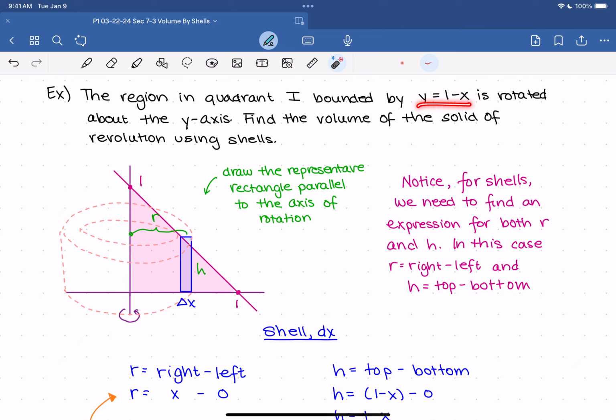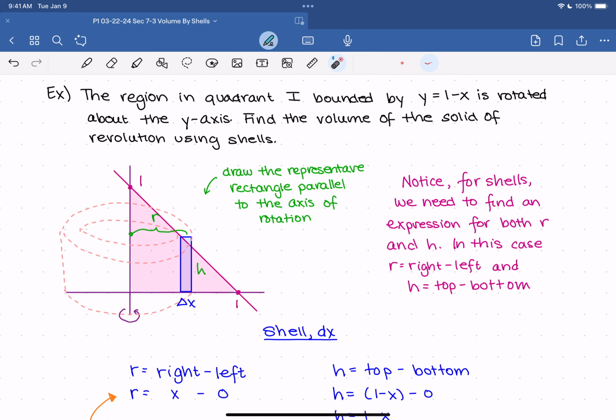So this is just a line. It's an easy line to draw. It's right there. We're rotating about the y-axis. And so notice I draw my rectangle perpendicular to the axis of rotation. I'm sorry, parallel to the axis of rotation. Oh my goodness. Parallel for shells. So I've got my radius going horizontally and my height going vertically.